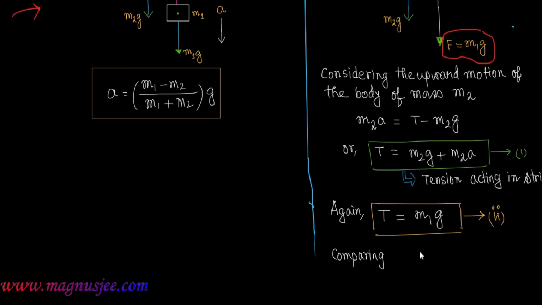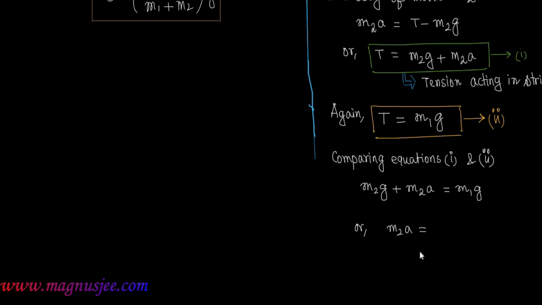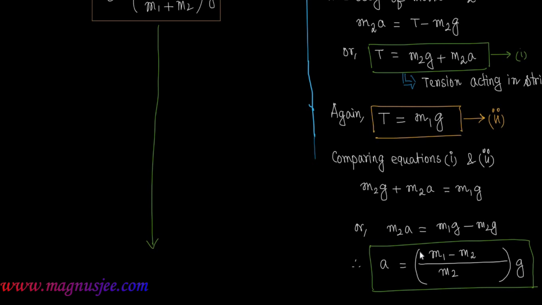Comparing equations 1 and 2, we get m2g plus m2a is equal to m1g, or m2a equal m1g minus m2g. Therefore, a equal m1 minus m2 divided by m2 into g. That is the acceleration of the body of mass m2 in the upward direction.